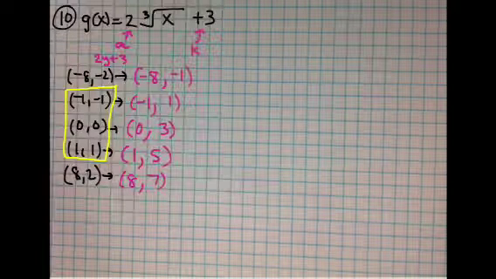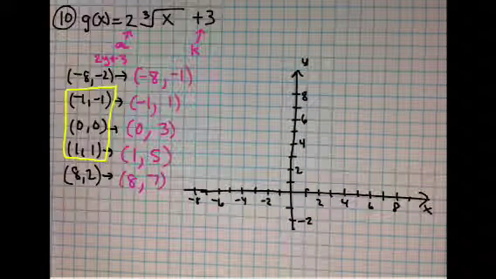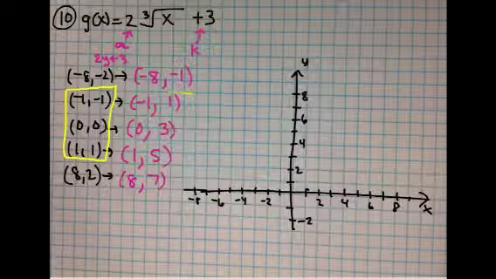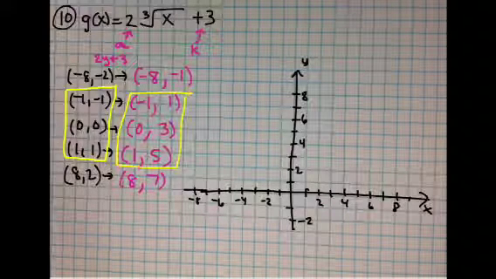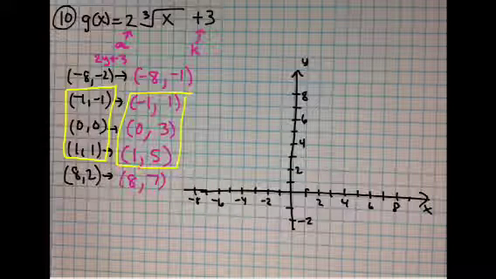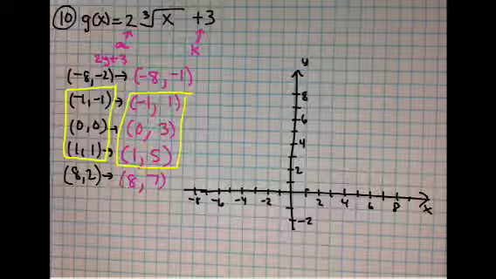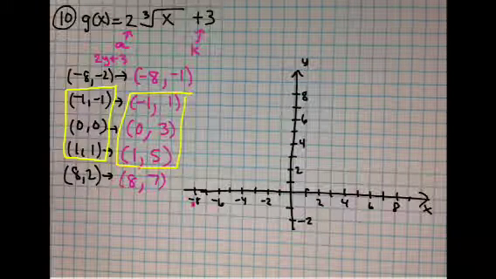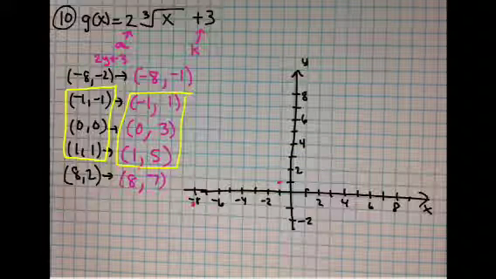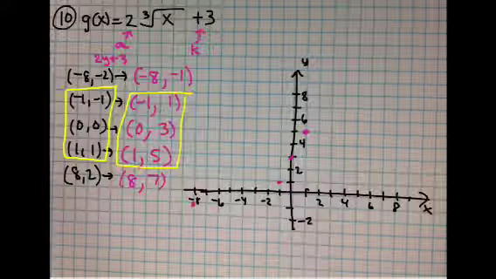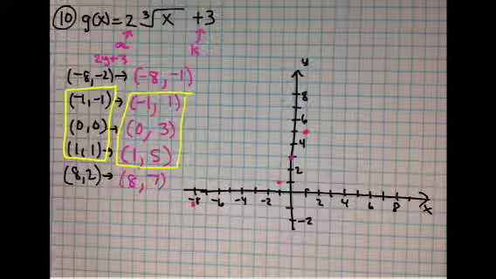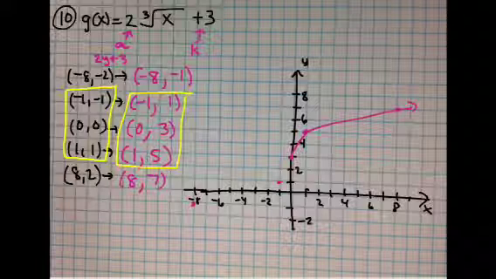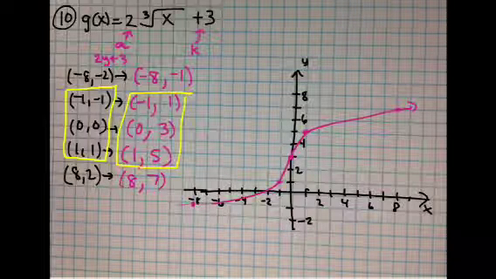So now we're going to plot those points. Normally these are the ones that you would plot, and that should be enough to graph the function, but for now, at least at the beginning, include the ones on the outside of the yellow box. So negative 8, negative 1; negative 1, 1; 0, 3; 1, 5; and 8, 7. Okay, starting with the inflection point, so 0, 3, go out, and then from 0, 3, you come down. So there's the graph.